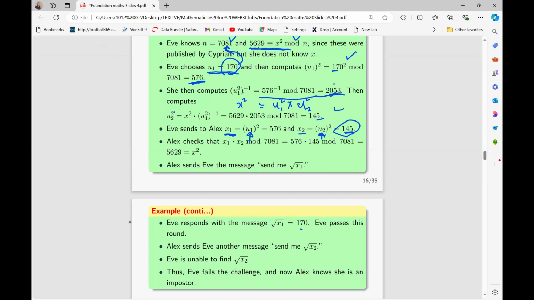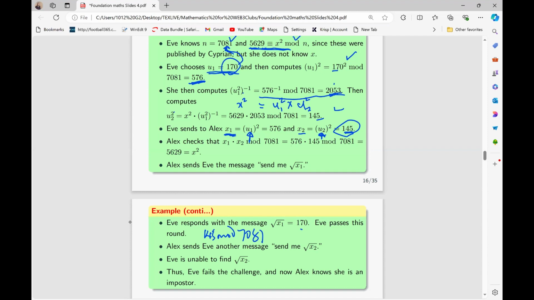She cannot get the square root of 145 mod 7081. This is a very difficult question. She cannot get that square root. But she knows the square. She knows the square of u2. She doesn't know the square root. That's why I said from the beginning, anybody who wants to attack or impersonate always has what he thinks will be asked.